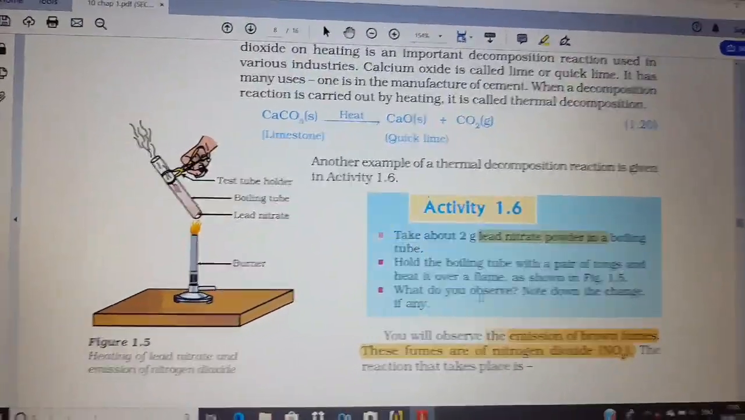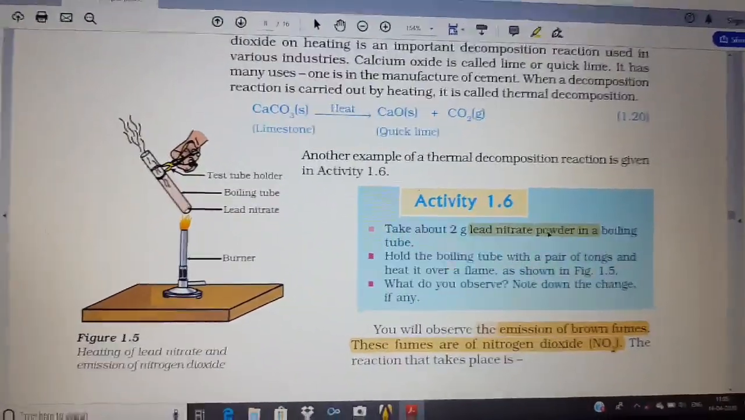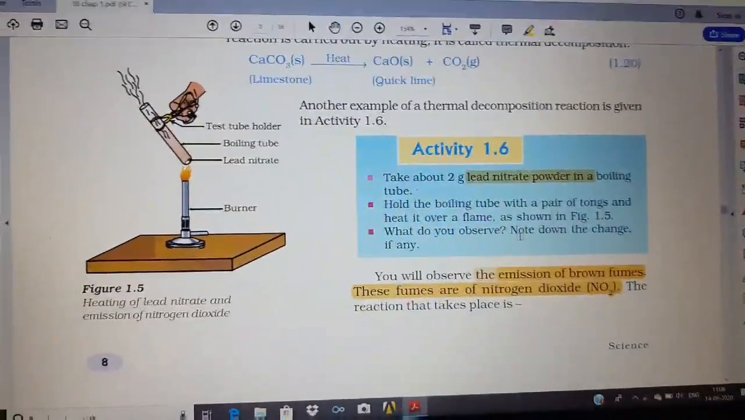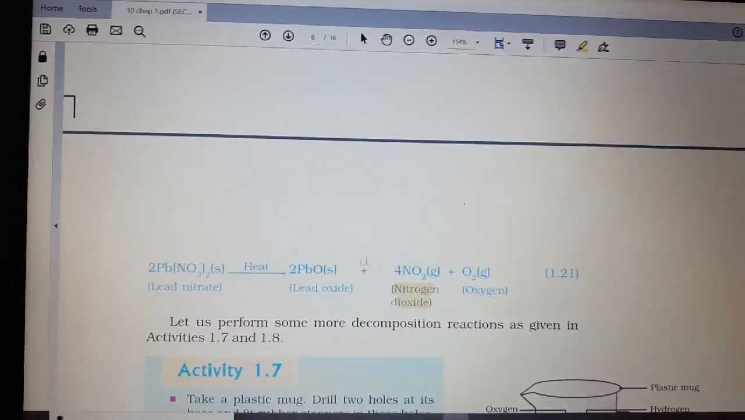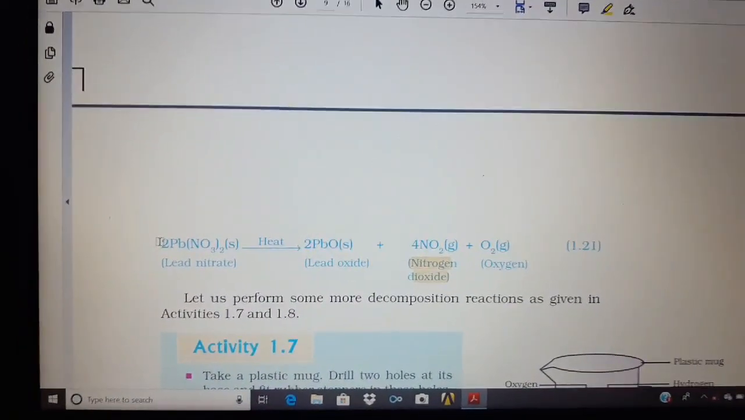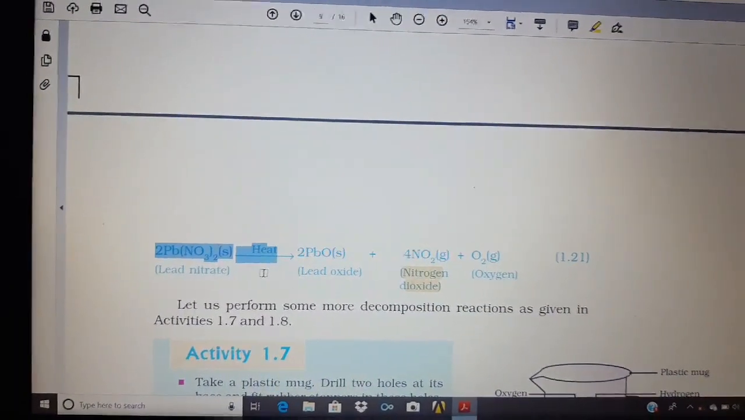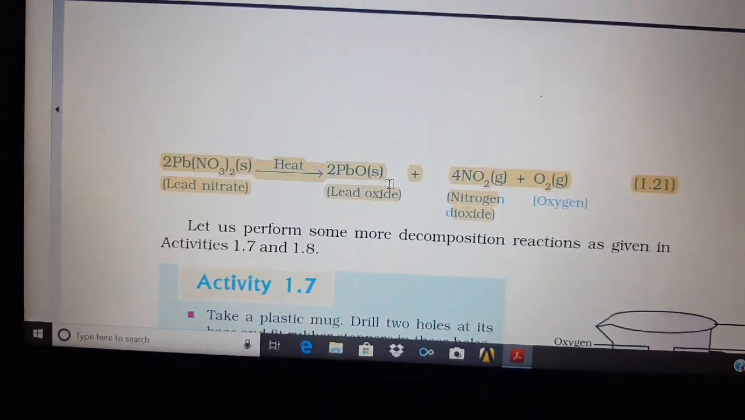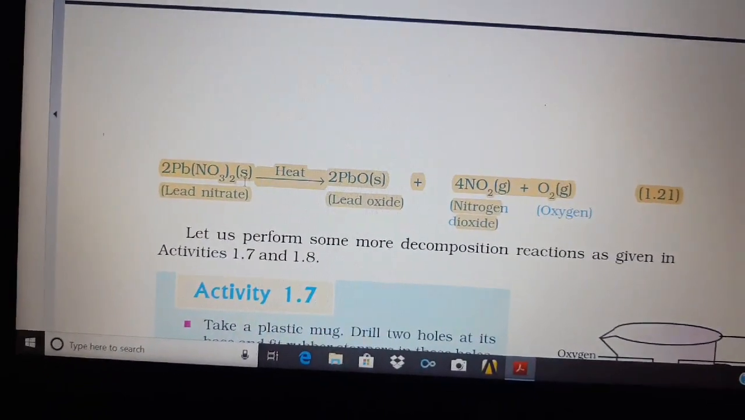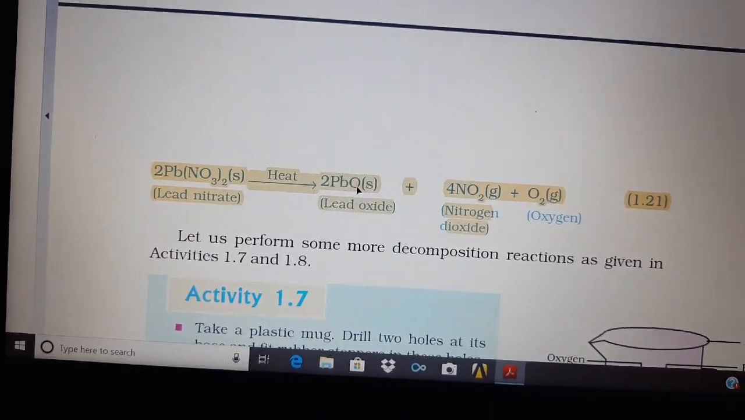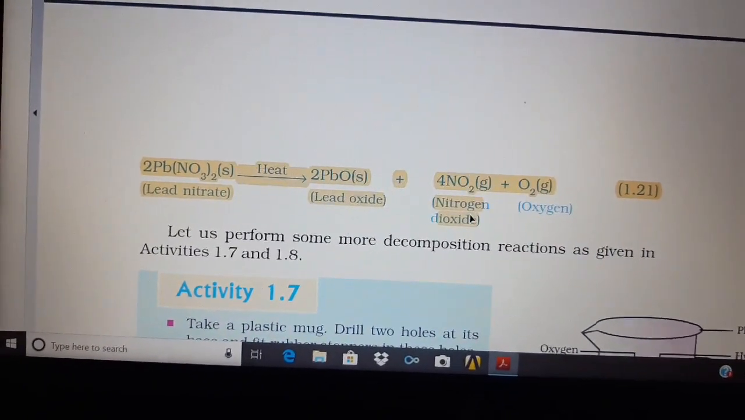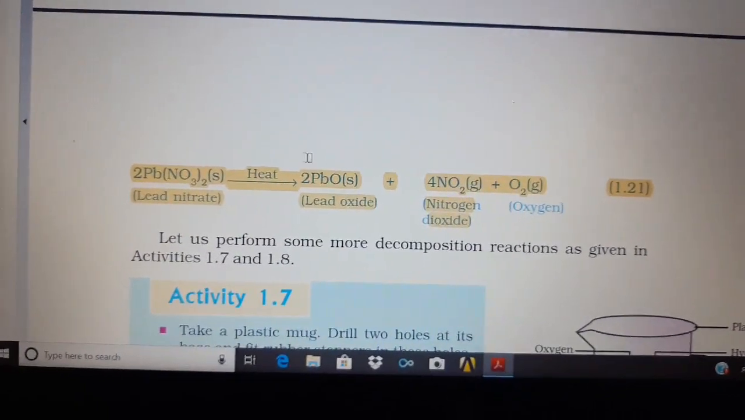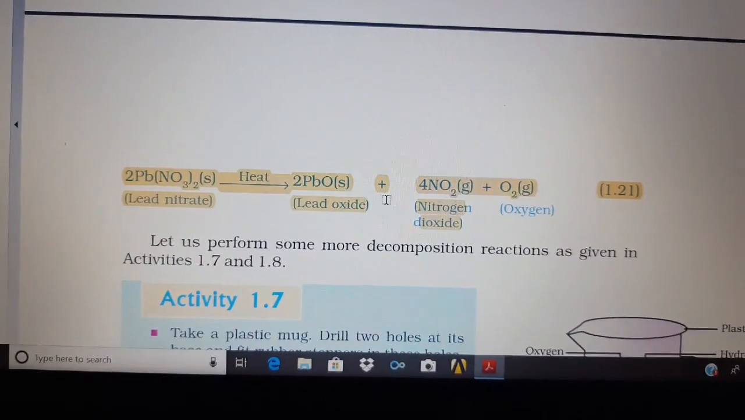So here, if you see, he has asked you to take lead nitrate powder. Lead nitrate, that simply means Pb(NO3)2, that is the chemical formula, and you can see the corresponding reaction which will take place here. Pb(NO3)2 on heating gives 2PbO, that is lead oxide, plus 4NO2, nitrogen dioxide, and O2. These NO2 and O2 are the two gases which will be released, and this lead oxide is the solid substance which will remain in the test tube.